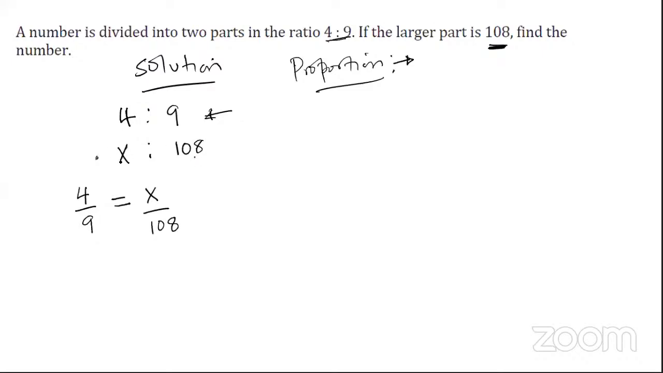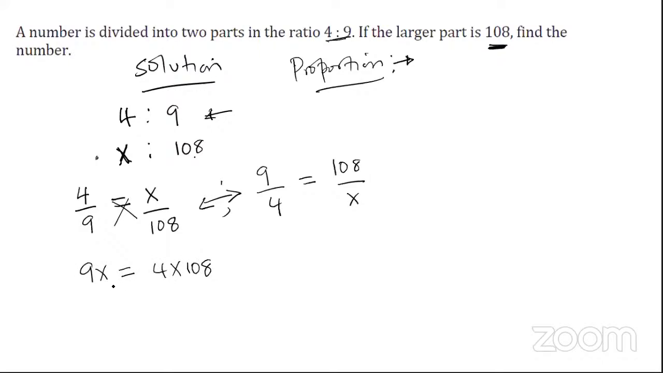We say 9 is the biggest, and the smallest, which we do not know, we call it x. Even if someone says 9 out of 4, this is equivalent to 108 out of x. These are the same things. So when you cross multiply, you will get 9x is equal to 4 times 108. Then you divide by 9, divide by 9. So our x will be equal to what? Those of you who are multiplying with us, what is our x? 48. Some people already got it.